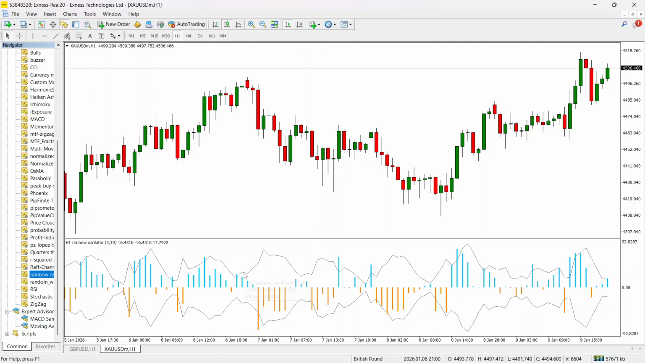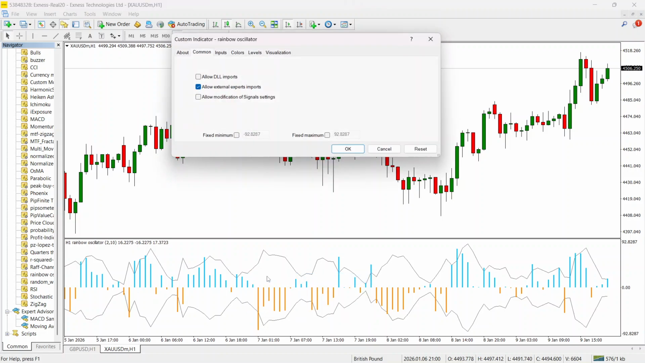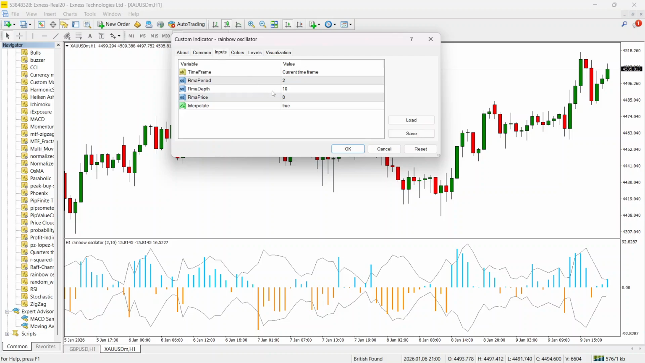The primary settings for the indicator include the period for each moving average layer in the rainbow stack, which determines sensitivity and smoothness. Shorter periods create a more responsive oscillator suitable for scalping or day trading, while longer periods produce smoother signals better aligned with swing trading.